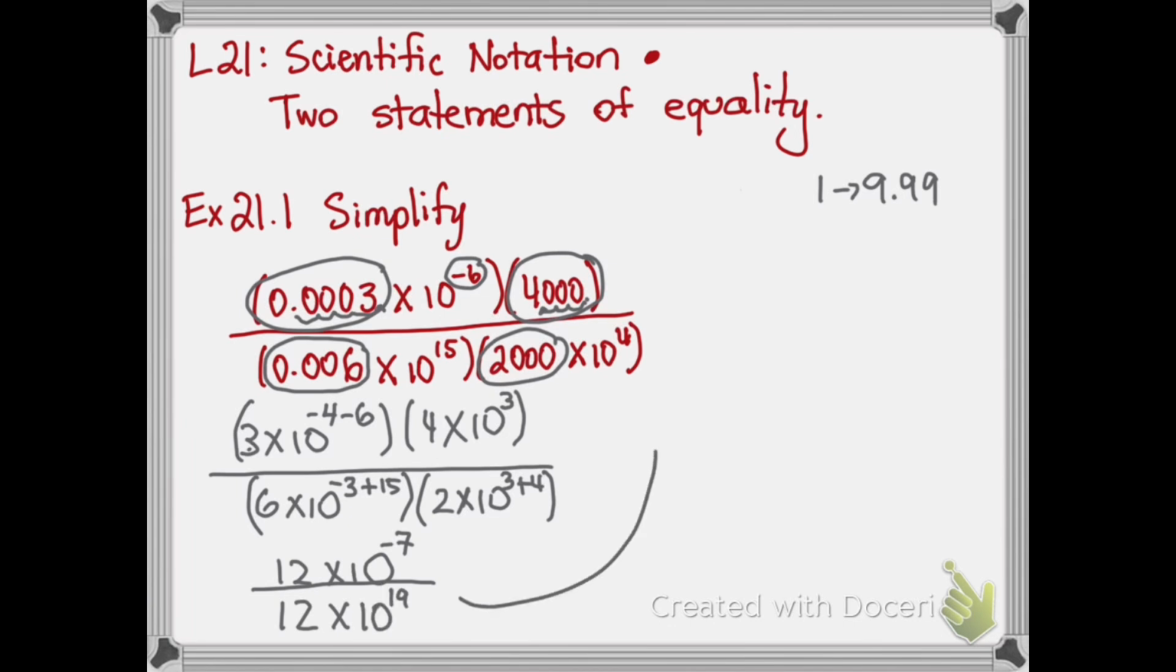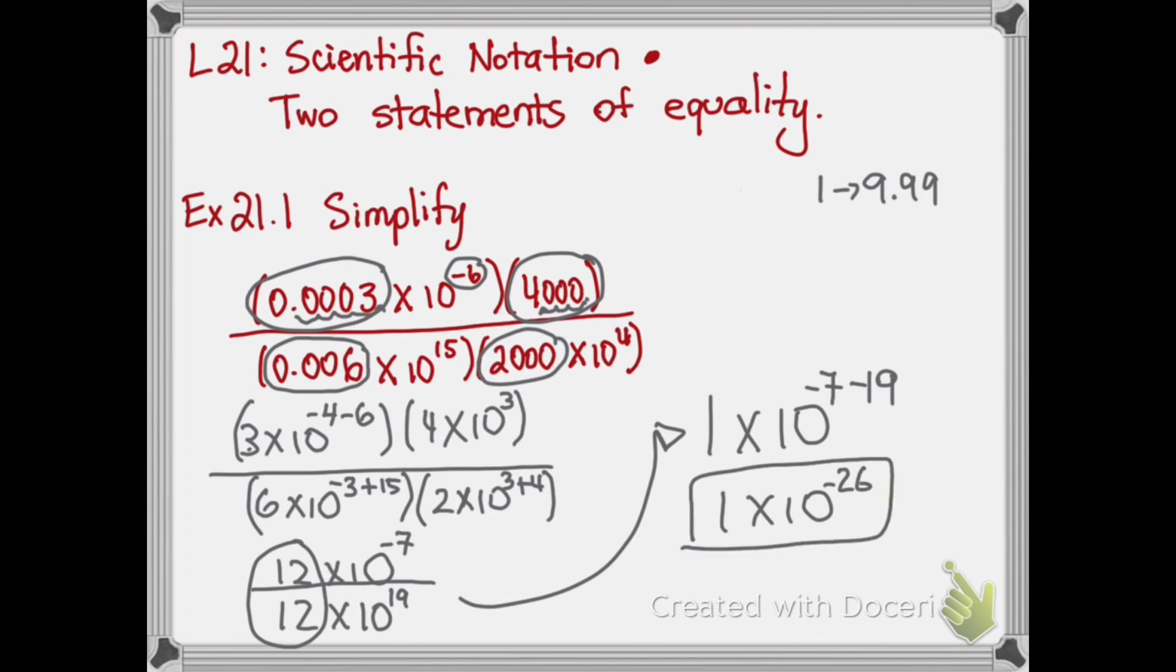Now we have to simplify that, so we'll divide. 12 divided by 12 is 1. And then remember that to divide the exponents, we subtract them. So negative 7 minus 19, which is negative 26. And that would be our answer. If you need to see this again, just go back in the video and watch it again. This is very easy. You just have to be very careful and work in order.